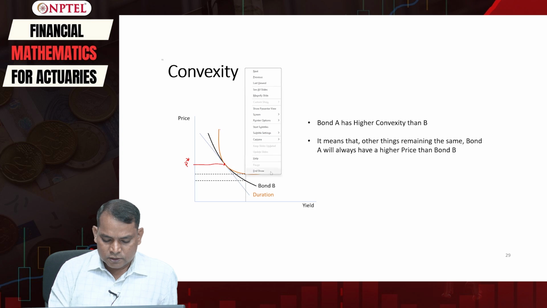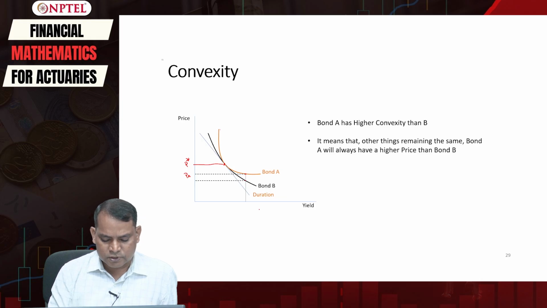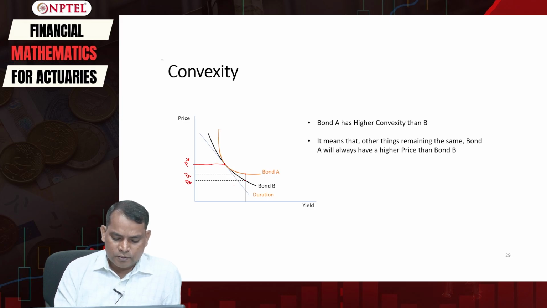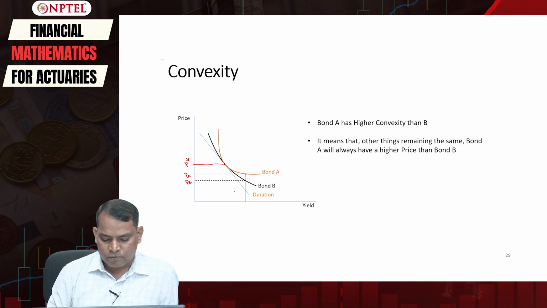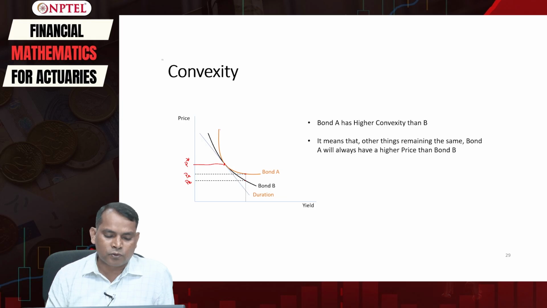Suppose that we are taking from here. Then we will see from here, because this point corresponds to bond A, we will call it the price of A, and this point corresponds to bond B, so we will call it the price of bond B. So essentially, because bond A is more convex than bond B, the price of bond A is higher than the price of bond B. So this gives us one clear answer as to why convexity is actually important.